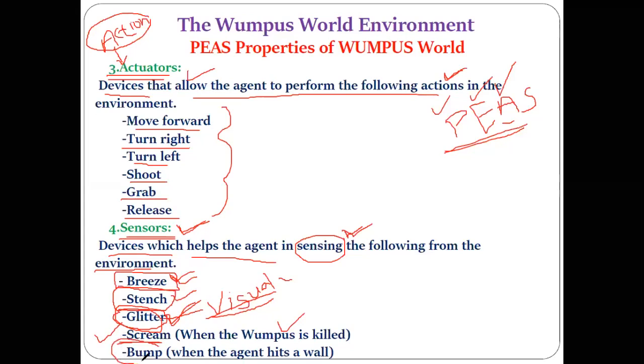Then we also need a sensor to detect the bump. Now, these kinds of sensors are also always there in modern cars. Understood? Bump. Yesterday I told you what you mean by the bump.